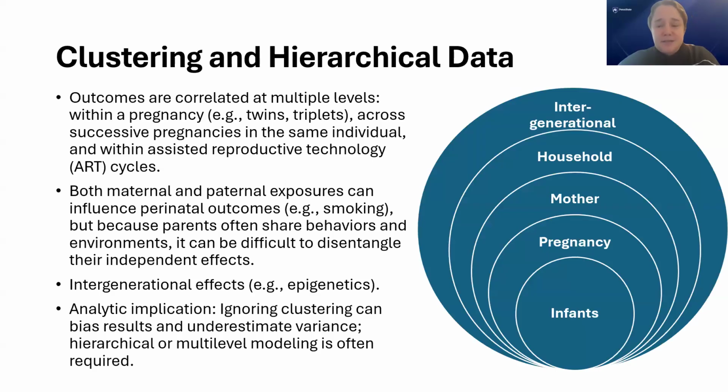Another major challenge is clustering and hierarchical data. A lot of times outcomes are not independent because they're correlated at multiple levels. For example, within a single pregnancy, twins or triplets share exposures. Across successive pregnancies, the same mother can contribute repeated observations. And in assisted reproductive technology cycles, ART cycles, this is for infertility treatment, multiple embryos can be linked for the same parents.